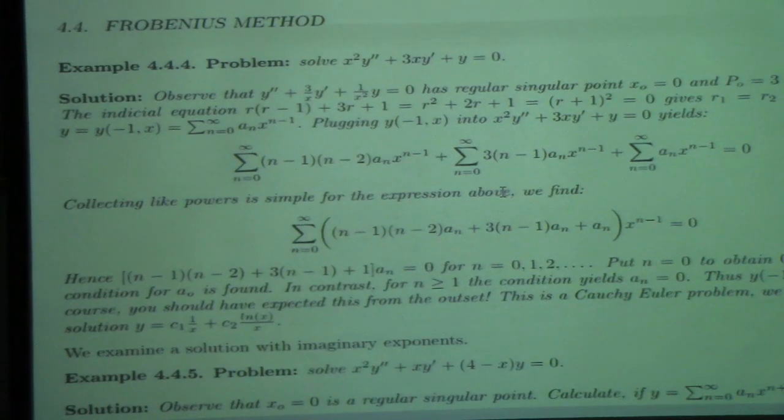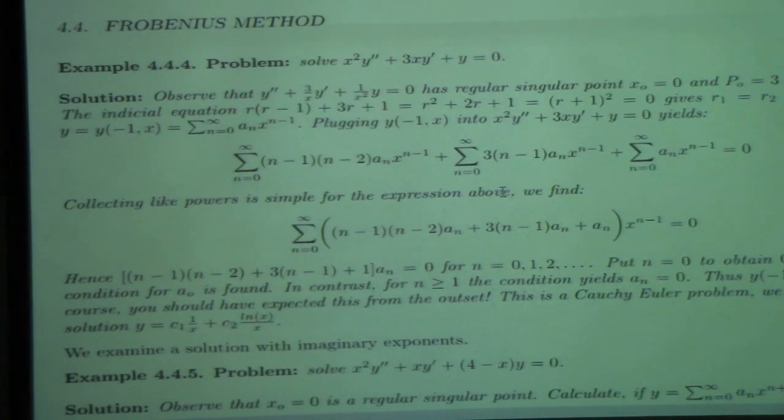So the whole Frobenius solution dies except for the 0th term. It truncates at that order, and this is really not surprising. So the Frobenius solution with exponent minus 1 is just a naught times x to the minus 1.